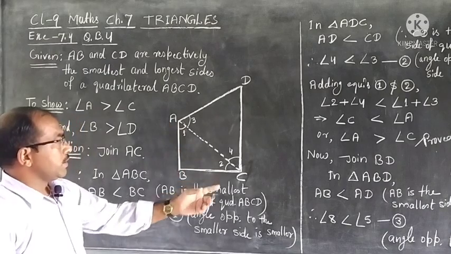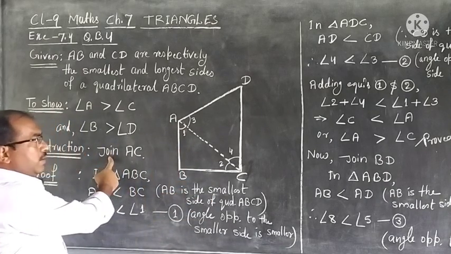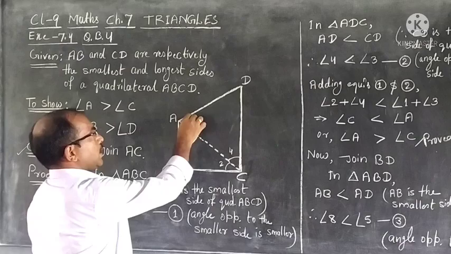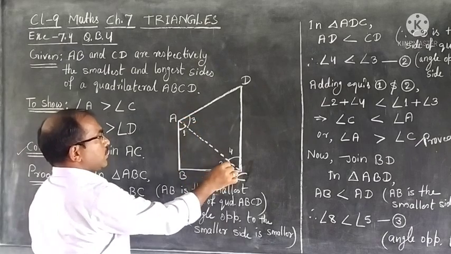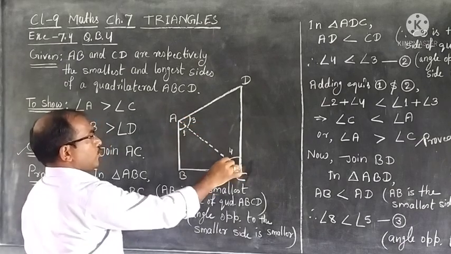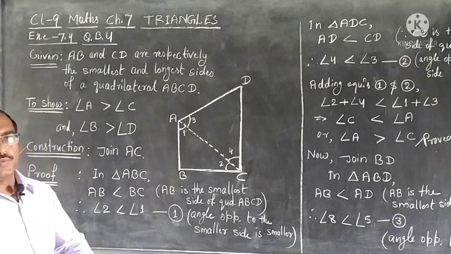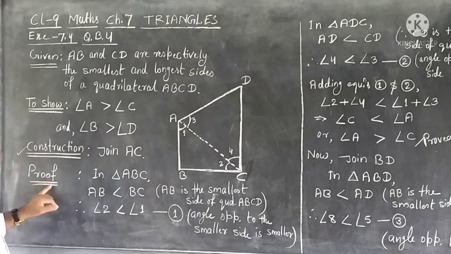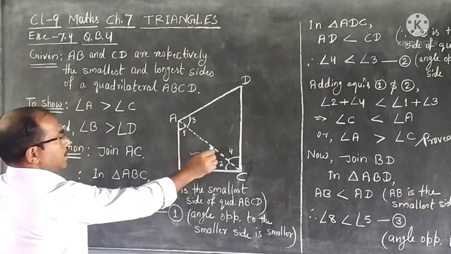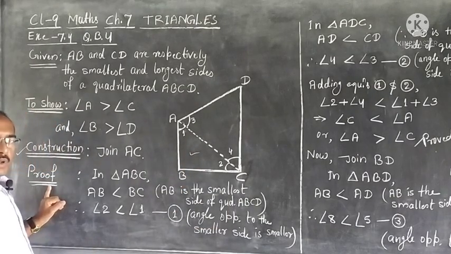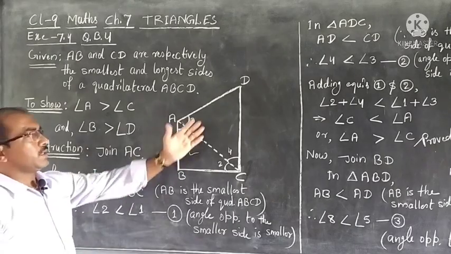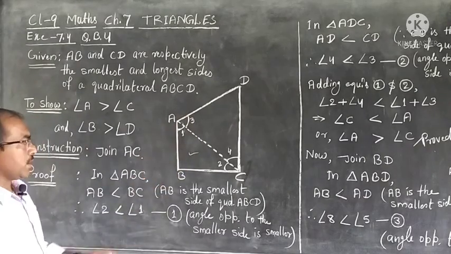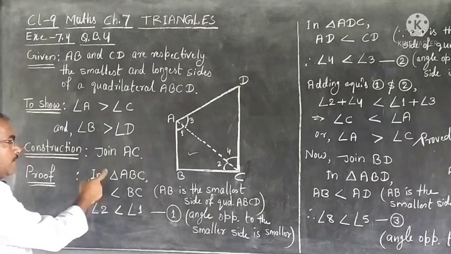As we joined the diagonal AC, now there are four angles. We just put the numbers 1, 2, 3, angle 4. So, instead of going with names, we can proceed with angle numbers. So, we go into the proof, we can see the triangle ABC. Of course, there are two triangles, we will work one after another in both triangles. So, first we are working in triangle ABC.